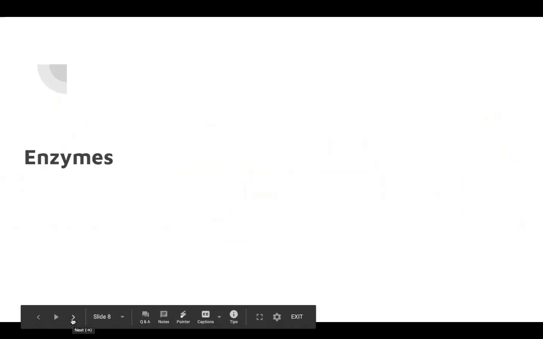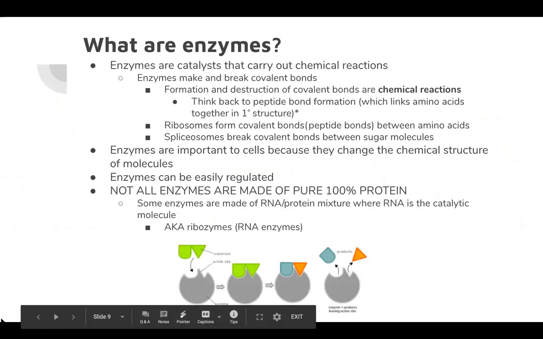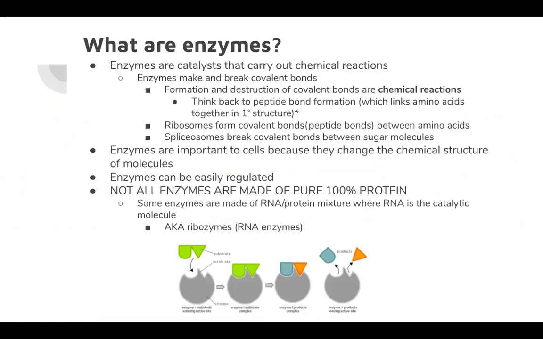The next thing we looked at was enzymes. May, do you want to do this slide? Sure. Okay. So enzymes are catalysts, so they carry out chemical reactions. They will help carry out chemical reactions and make them quicker. That's what a catalyst is. Enzymes are usually recognized by the ending -ase, which is a pretty good indication that you have an enzyme. Enzymes are good for making and breaking covalent bonds, and that's the chemical reactions that you're talking about.